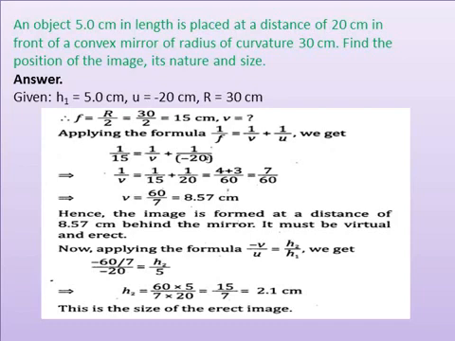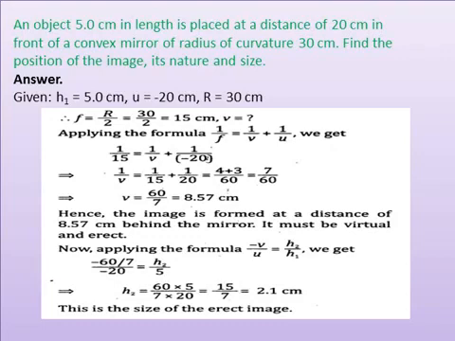From the value of R, we can find the value of F. F is equal to R by 2. That means R is equal to 2F. That is the formula. From that, F is equal to R by 2. So 30 divided by 2 will be 15 centimeter. Again, it is plus. The focal length of the convex mirror is plus 15 centimeter.